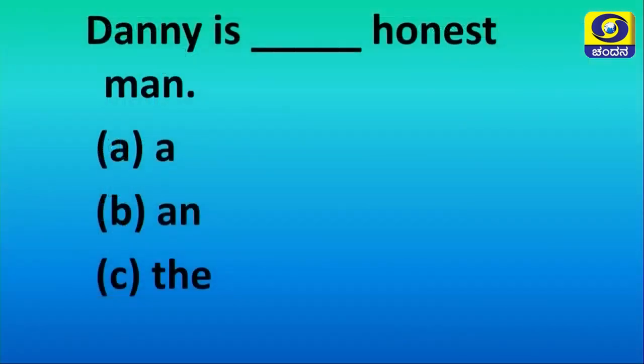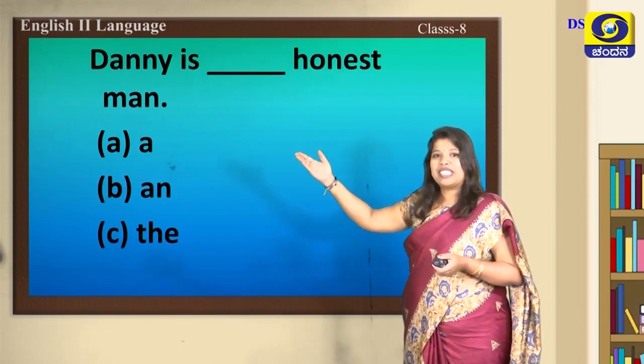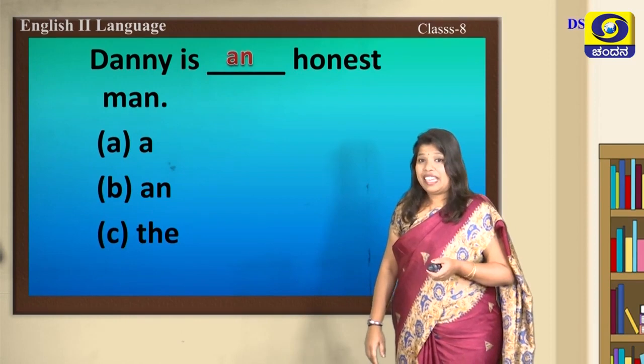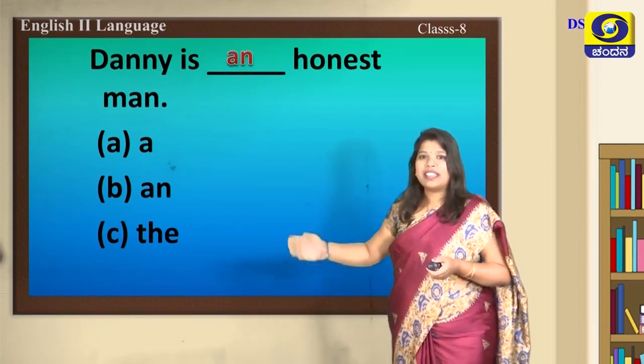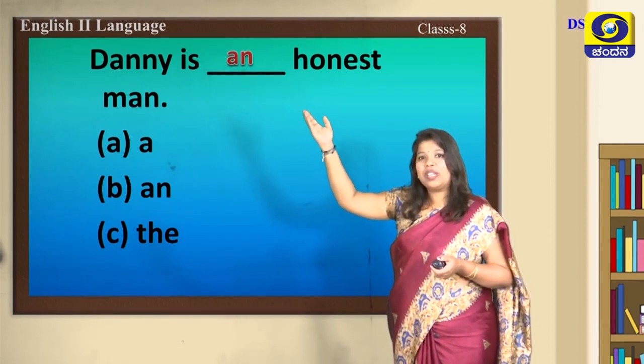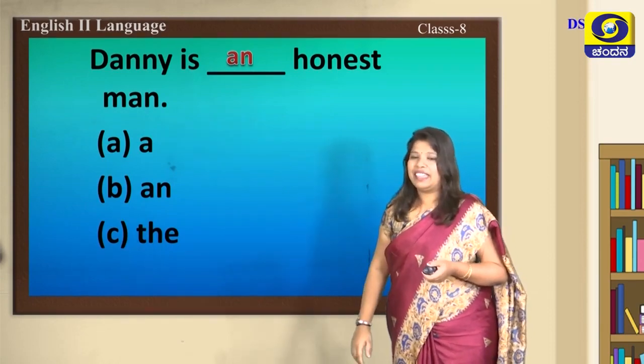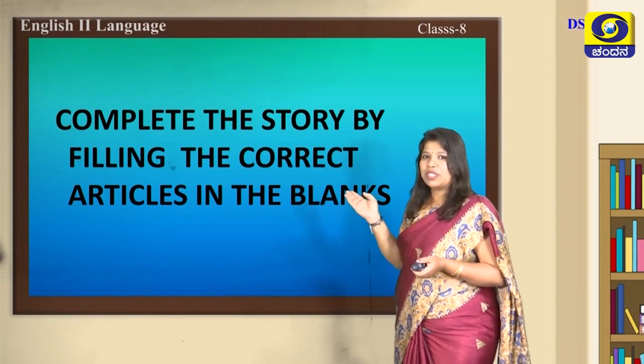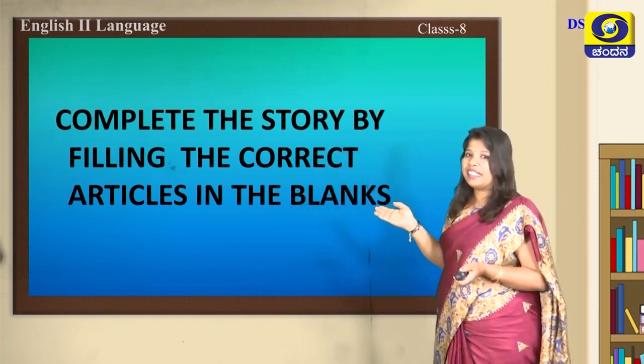Now, Danny is dash honest man. See the options, a and the. Now, which one will we use? Yes, an, because here H is silent and so it's taking the article an there. Very good, children. Now, why don't you complete the story by filling the correct articles in the blanks?